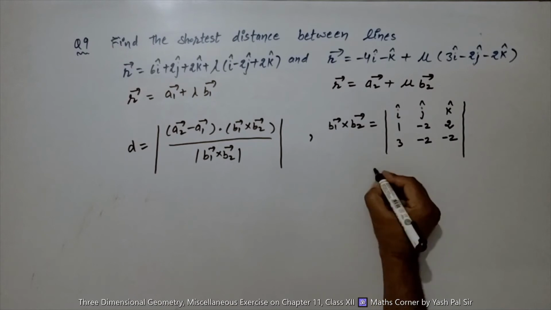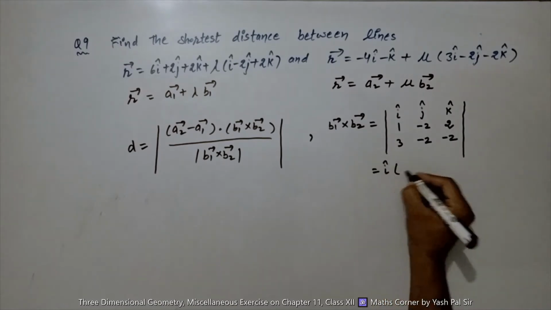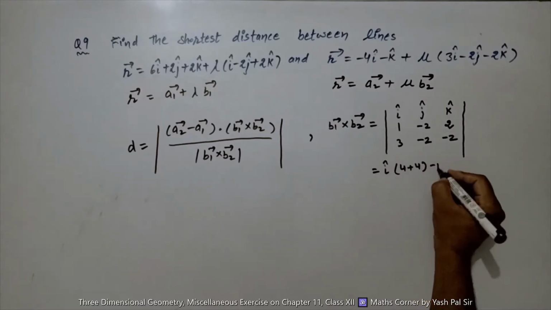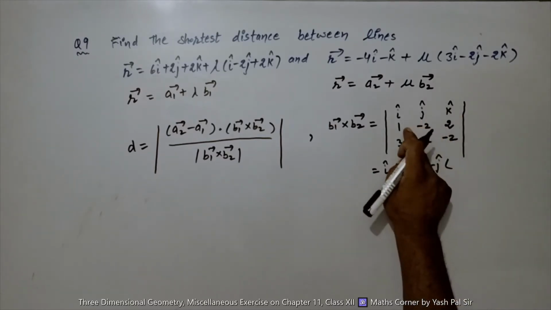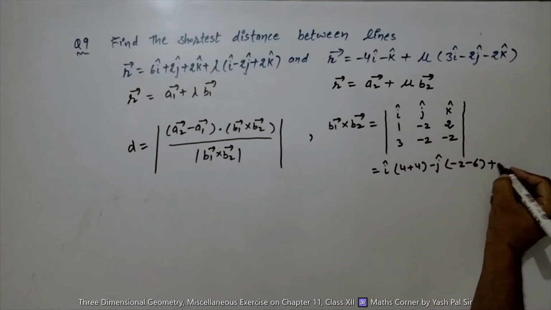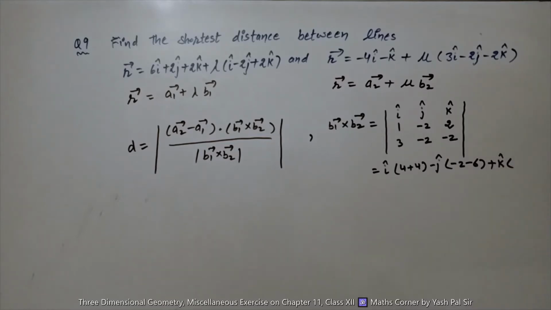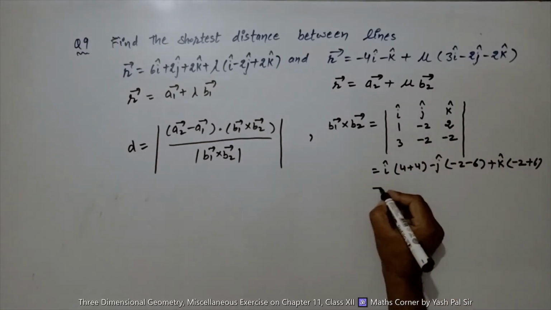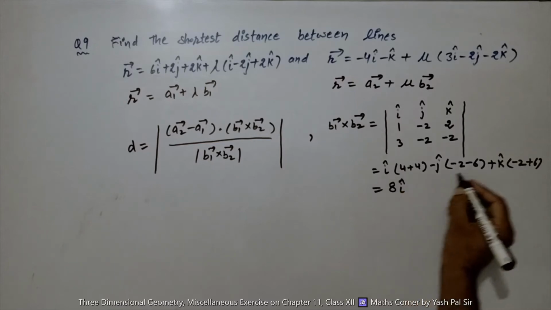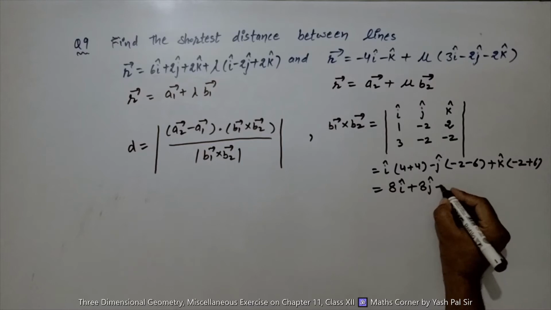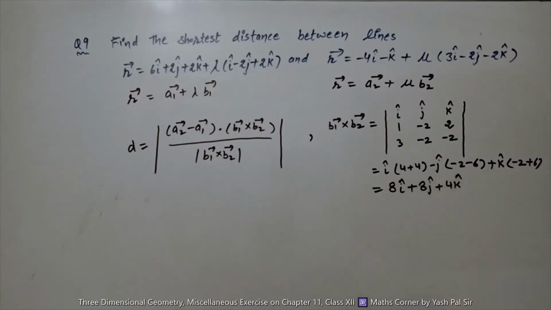right? So what we can say, this is equal to i cap (4 plus 4) minus j (minus 2 minus 6) plus k (minus 2 plus 6). So this way 8i plus 8j plus 4k.